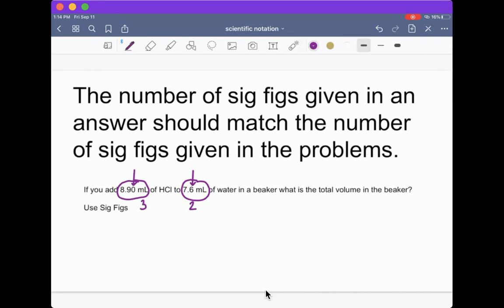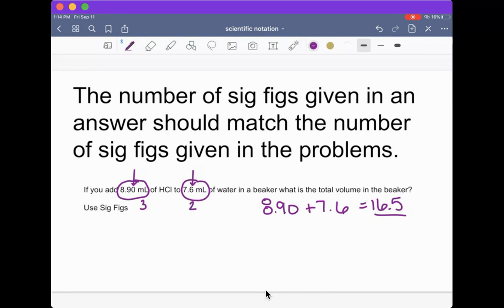All right, so let's go ahead and do the addition. So I have 8.90. I'm going to add it to 7.6. And when I do that, I am going to get 16.5. All right. Well, 16.5 looks like it has 3 sig figs. Well, because I have to report the least number, which is 2, I can only write 2 of them.